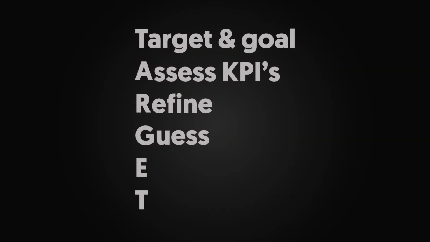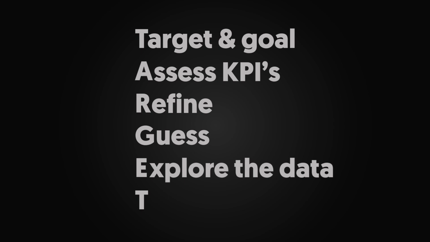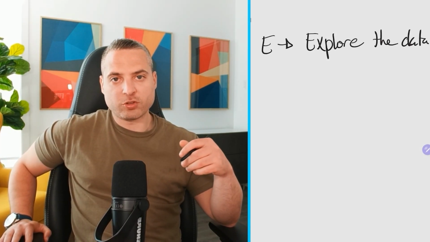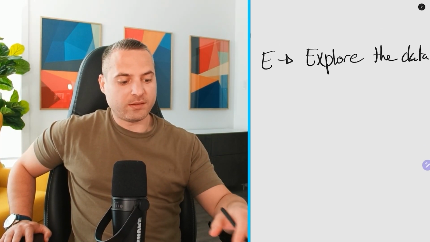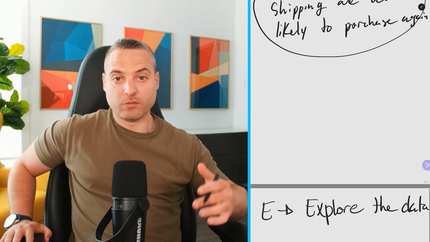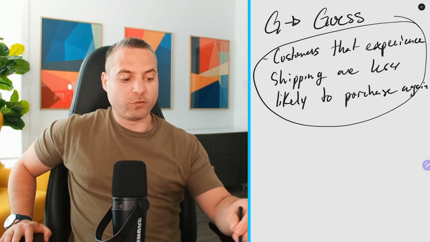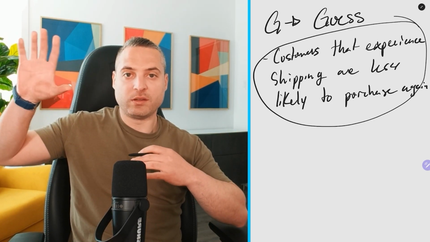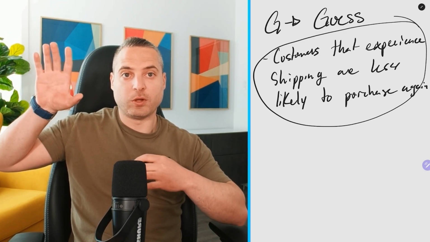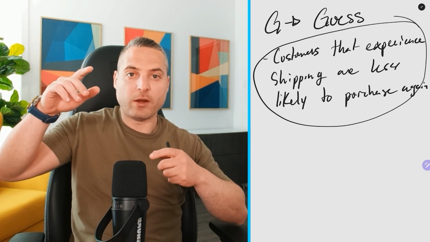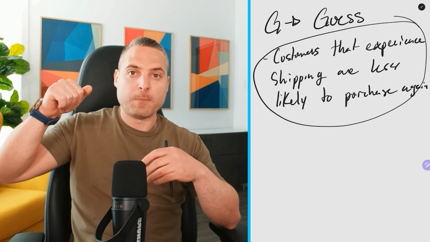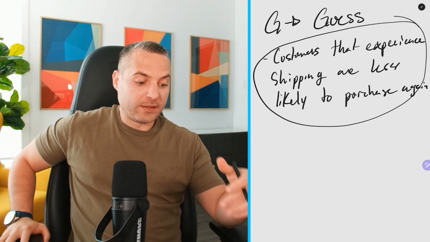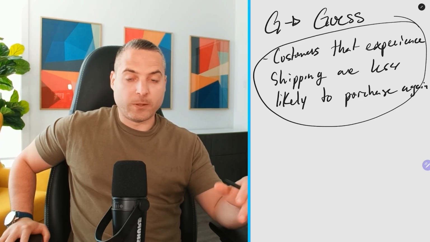So moving on to the 5th step of the data analysis, E for explore the data. So this is where we actually do the data analysis, right? We test the hypothesis that we listed from the previous step. So in this case, we would go in our data and look for customers that experienced shipping delays and compare them against very similar customers who did not experience shipping delay. And then we would compare between the two types of customer the repurchase rate of those two and see how big of an impact shipping delays have.